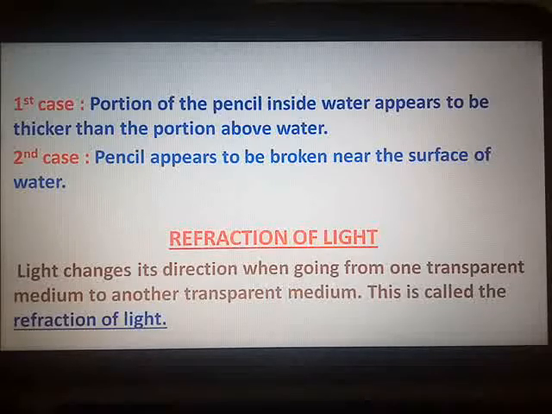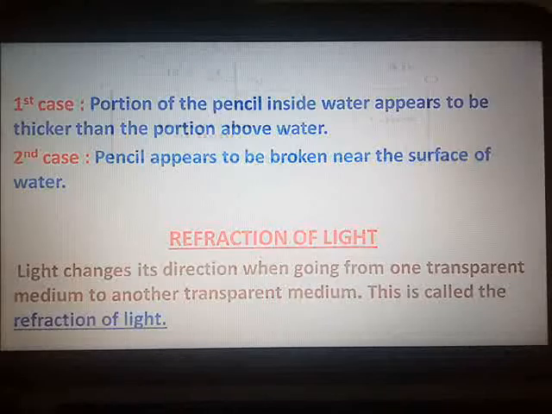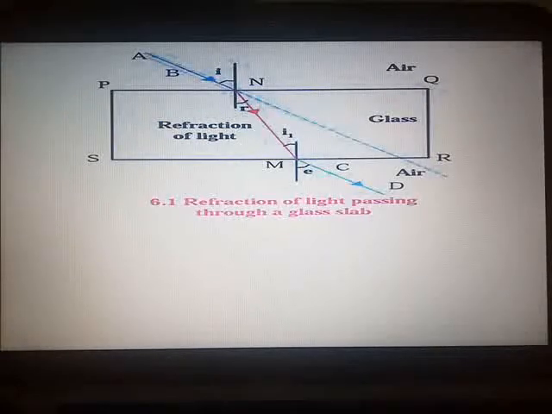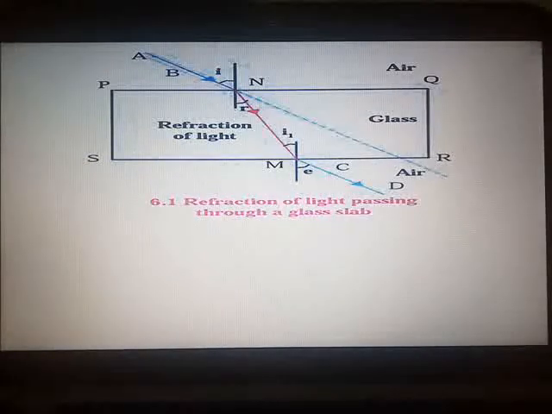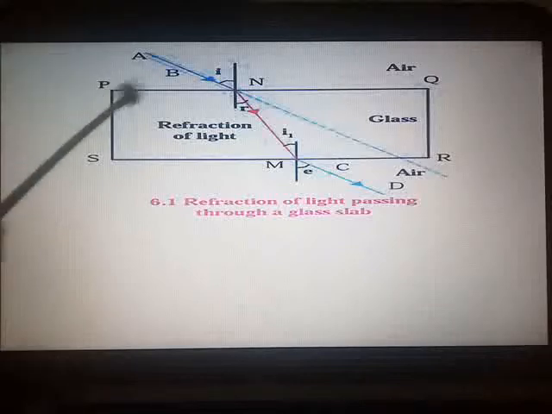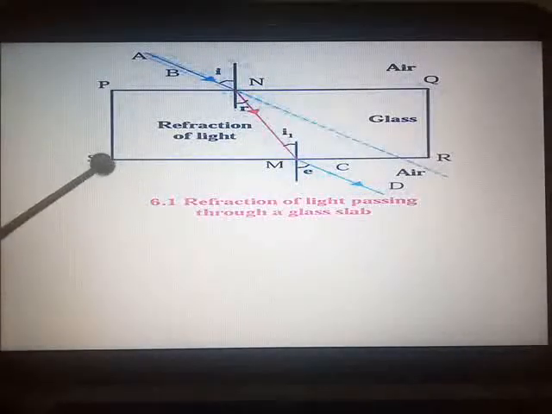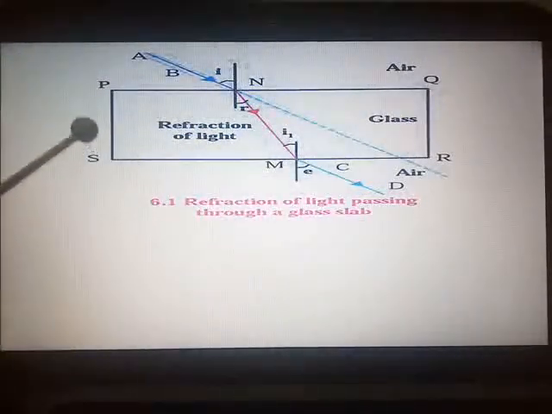Before that, we are going to see one more activity. This we are going to take up as a practical experiment also. Keep a glass slab on a blank paper. This is our glass slab. It is a transparent medium. On a blank paper, draw its outline P, Q, R, S. This is the outline of the glass slab.